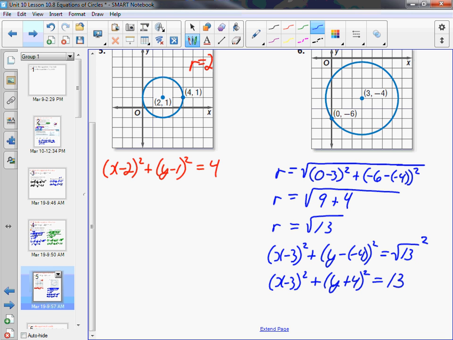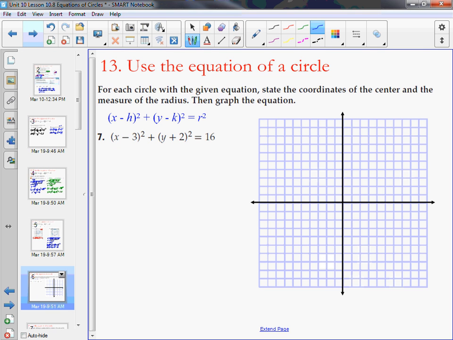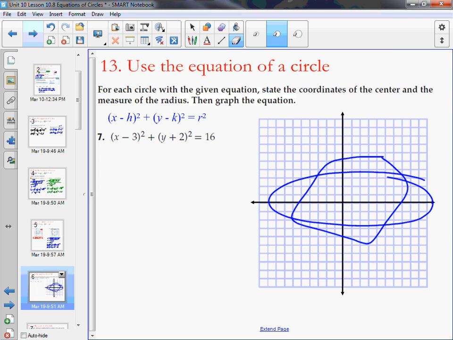All right, well, our other learning target was to use the equation of a circle. So let's see how that works. It says use the equation of a circle. For each circle with the given equation, state the coordinates of the center and the measure of the radius. Then graph the equation. And your graphs of these circles are going to be pathetic. They're going to be kind of squarish sometimes, but that's okay. We don't expect perfection here.